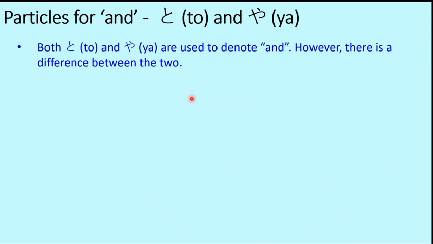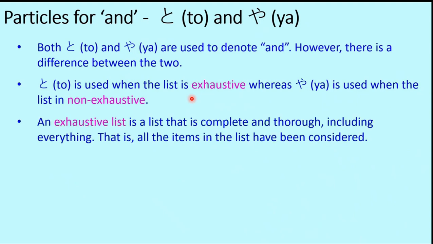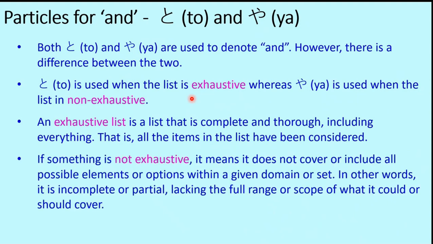However, there is a difference between the two. What's the difference? To is used when the list is exhaustive, whereas ya is used when the list is non-exhaustive. So what does that mean? An exhaustive list is a list that is complete and thorough, including everything. That is, all the items in the list have been considered. If something is not exhaustive, it means it does not cover or include all possible elements or options within a given domain or set. In other words, it is incomplete or partial, lacking the full range or scope of what it could or should cover.